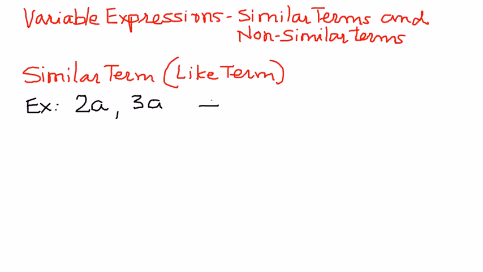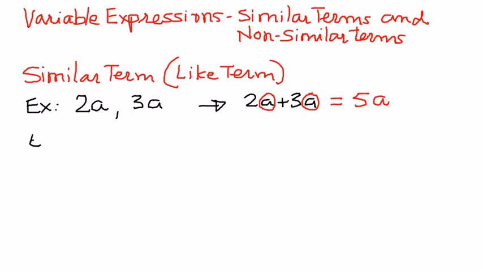So if we had an example like this, 2a plus 3a, as long as the variable terms are the same, we can add these two terms as if we are adding whole numbers. 2a plus 3a will be equal to 5a. Okay, so those are similar terms. Let me take another example.